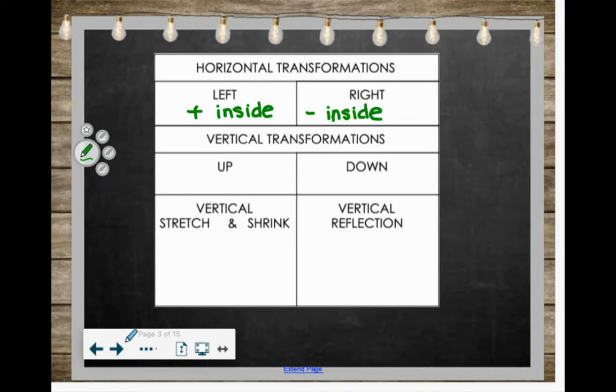And then the vertical transformations happen on the outside. Plus on the outside is up, the way you would think, and a minus on the outside goes down.